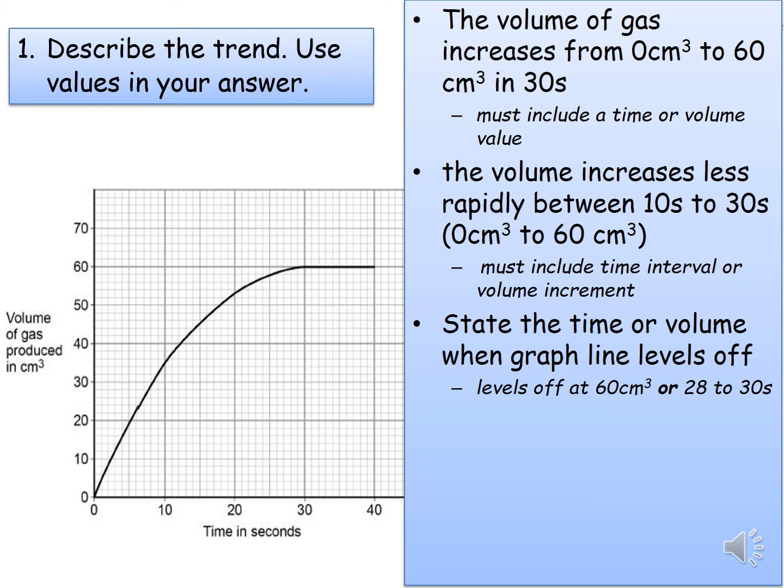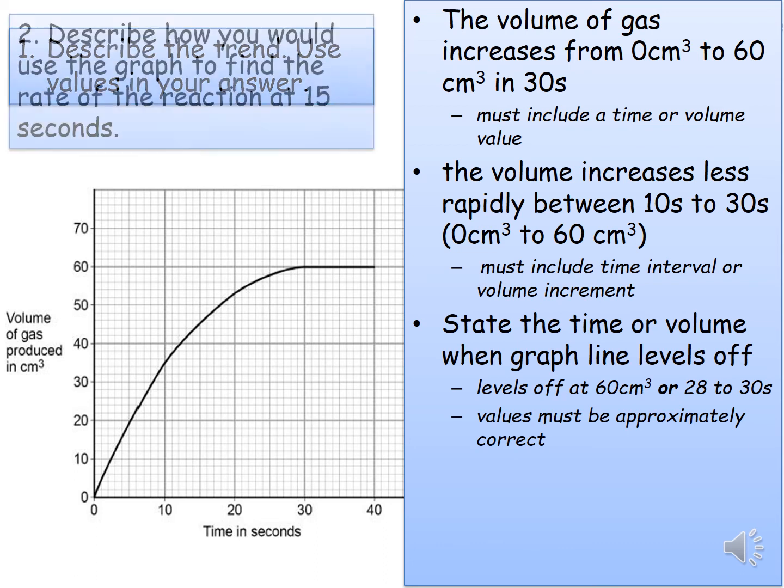We need to also state the time or the volume when the graph line levels off. The graph, it levels off at 60 centimeter cube or at 28 or 30 seconds. The values, they must be approximately correct. So observe your graph carefully and ensure that you're using the correct values.